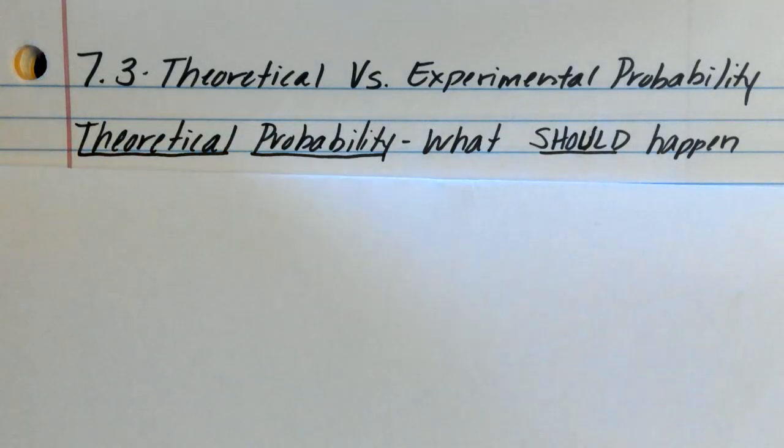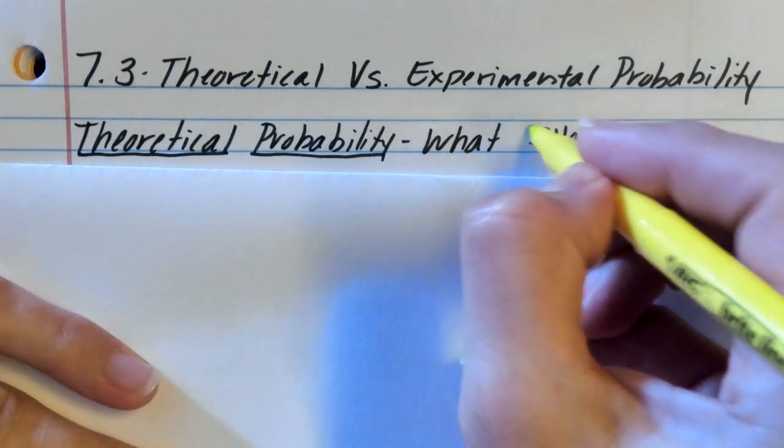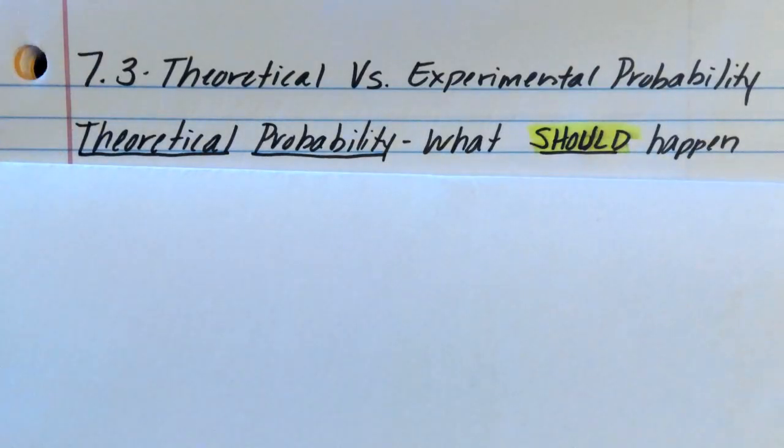All right, guys, so this is going to be your next set of notes on probability. 7.3 is going to be theoretical versus experimental probability. This is something that you have learned in the past or should have. It's actually pretty basic. Your theoretical probability is what should happen. That is your short, sweet definition. What should happen, theoretically, based on the odds.